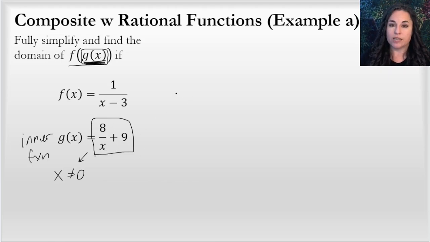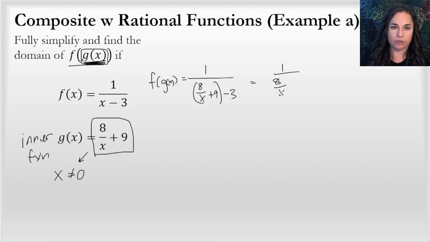The next thing I'm going to do is identify my main function. I'm going to take this function and put it in f. So 1 over 8 over x plus 9 minus 3. That's going to be f of g of x. I'm going to simplify this. I need an 8 over x plus 6. I don't want an x in the denominator, so I'm going to multiply everything by a factor of x. I get x in the numerator, and then 8 plus 6x in the denominator. And that's f of g of x.